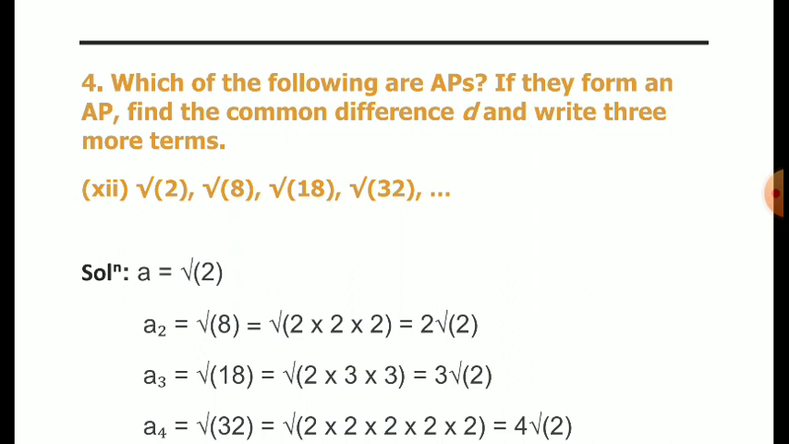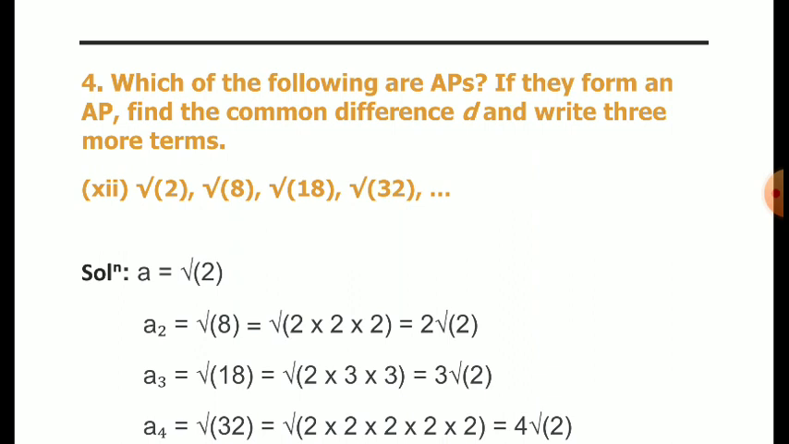Numbers are given here. Question number 4, Roman 2. Root 2, this is the first term. Root 8, this is the second term. Root 18, the third term. Root 32, the fourth term, sorry, 4 terms. So the first 4 terms are given, and you need to find the next 3 more terms.